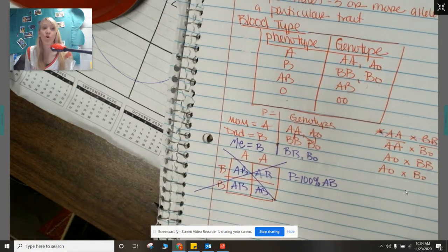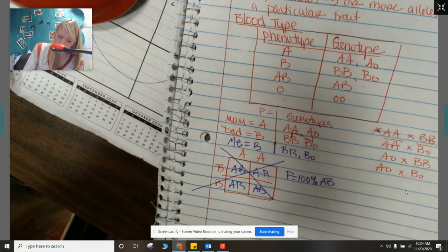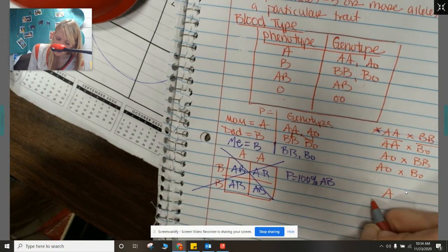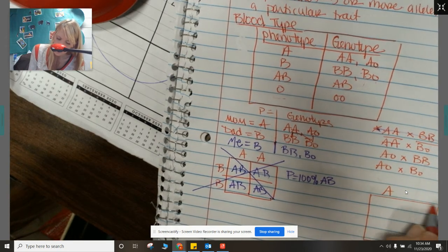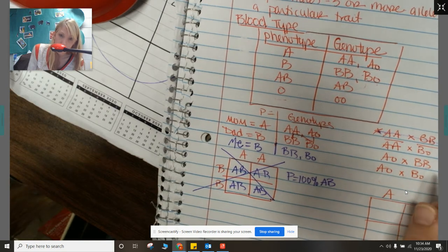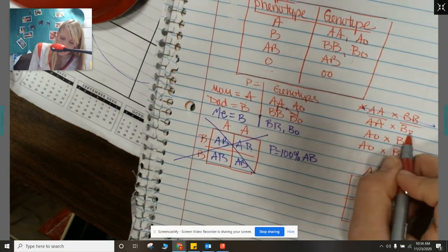So that one is a no-go. Let's do the next one. Big A. Oh, you want me to draw the Punnett square first? Okay, I can do that. There you go. Big A. Big A. What's the next one?